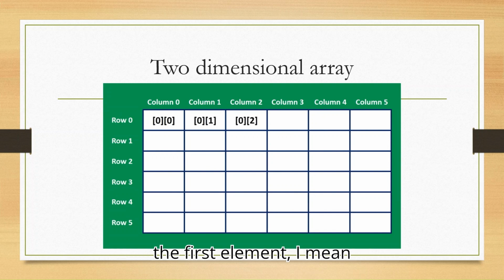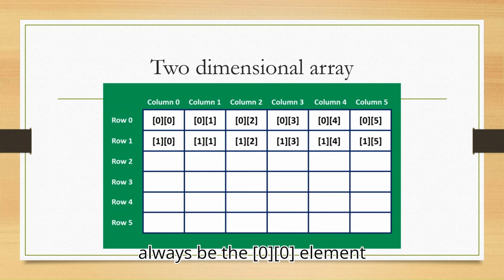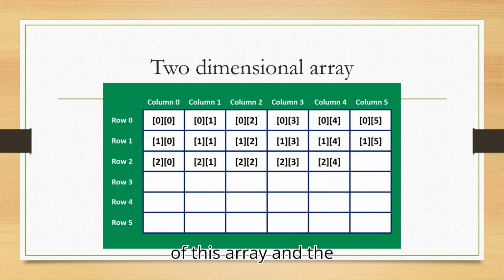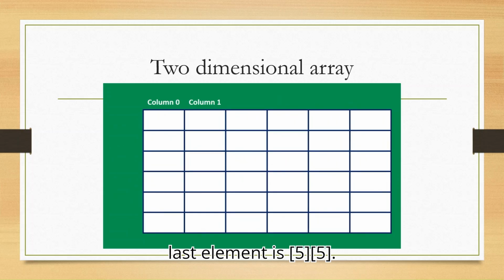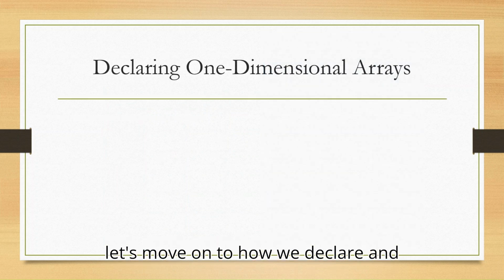So the first element, the top left corner, will always be the 0 0 of this array, and the last element is 5 5. However, this array has 6 rows and 6 columns. Now let's move on to how we declare and initialize a one dimensional array.